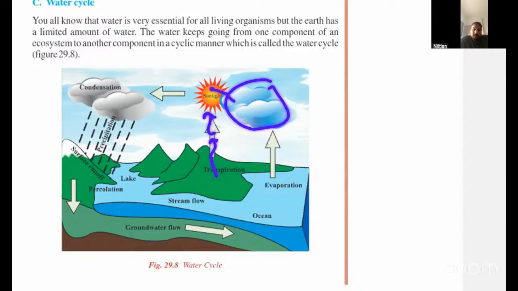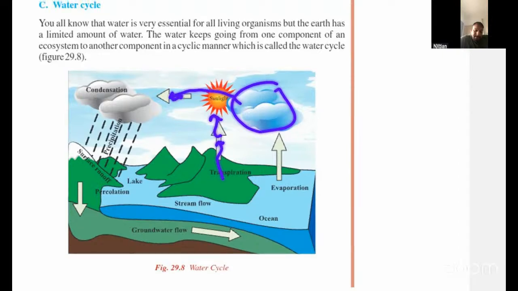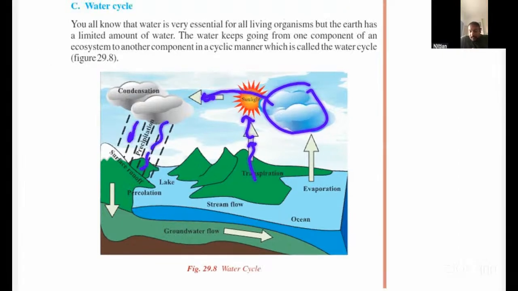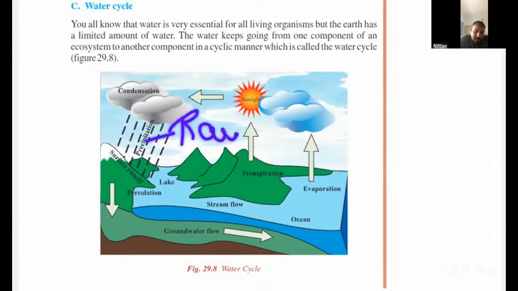And after some time, this cloud gets heavy and precipitates. Precipitate means rain. Precipitation, you can write it down here as rain. RAIN. Okay, this is rain. So basically, condensation is water droplets forming into cloud. Evaporation is water to water vapor. Condensation is water vapor to cloud. Precipitation is cloud into water, meaning the rain.